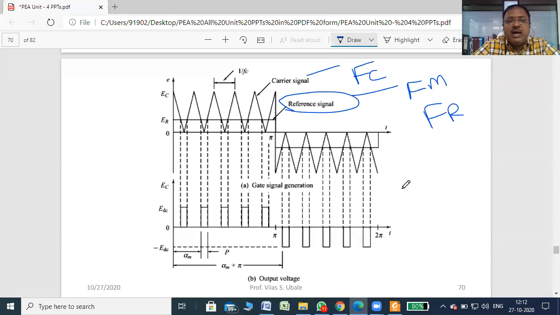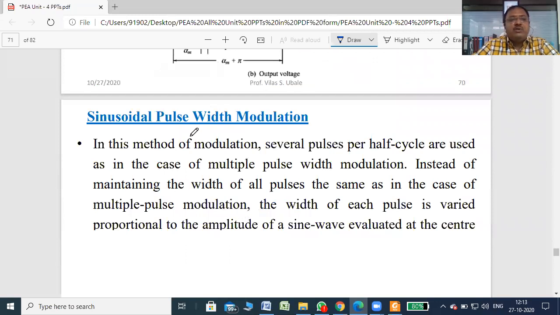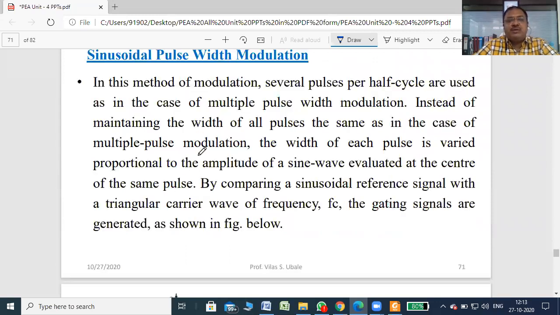If you change the amplitude of the reference signal here, the pulse width changes. As the pulse width changes, it means that the on time of the switches increases. If the on time of the switches increases, then the average AC voltage also increases. So this is actually multiple pulses. Then sinusoidal pulse width modulation.